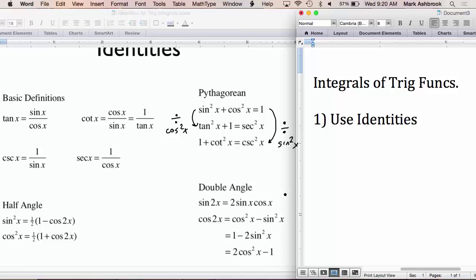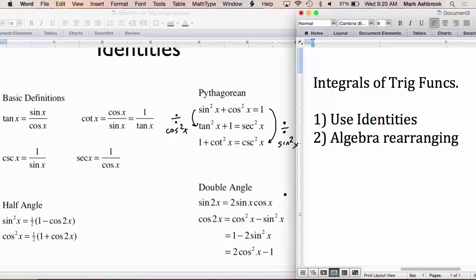The next thing is just algebra. Okay, so there's going to be algebra. You're going to multiply things out. You're going to use the distributive property. You might add fractions. So just basic algebra stuff.